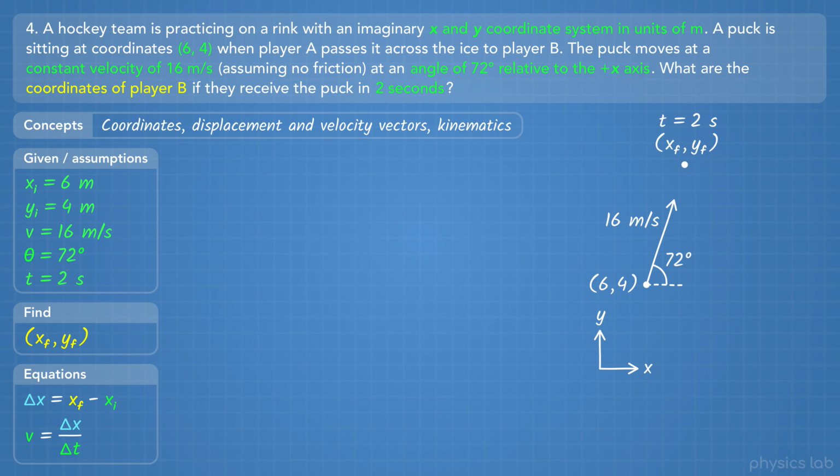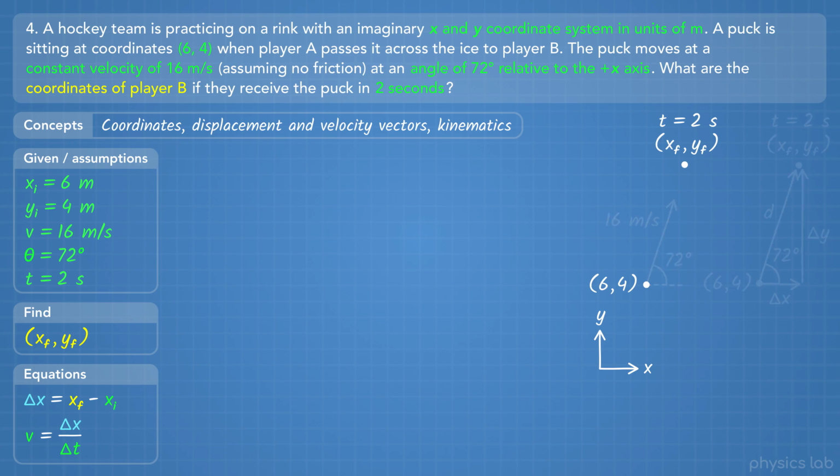One way is to use the velocity to find the displacement vector of the puck during those 2 seconds, and then find the x and y displacements, which we can add to the puck's initial positions to find the final positions. Another way is to find the x and y velocity components and use those to find the x and y displacements, and then add those to the initial positions. Let's try both ways to see what they look like.